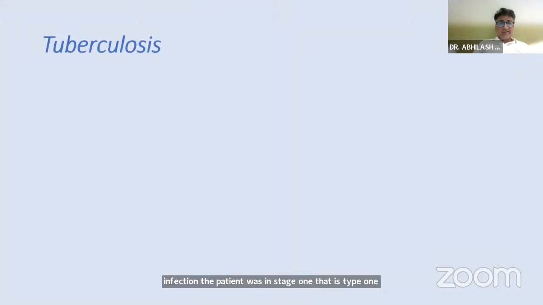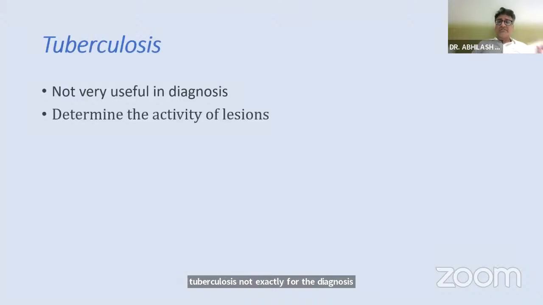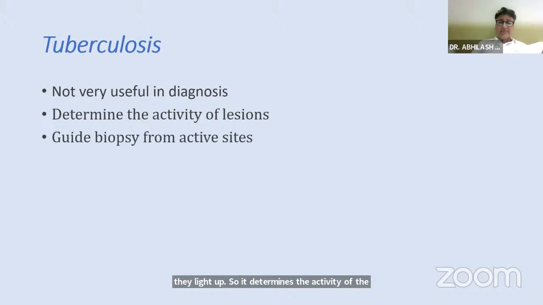A very, very relevant indication for a PET CT would be tuberculosis, not exactly for the diagnosis, but tuberculous lesions are metabolically active, so they light up. So it determines the activity of the lesion. I will explain how. It determines which active sites can be chosen for a biopsy because the diagnostic yield increases from the active sites of TB.